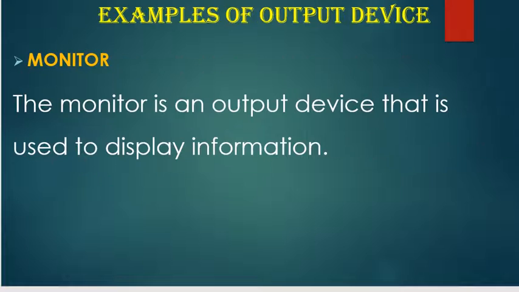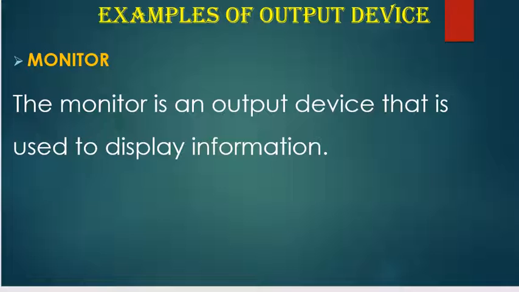Now, we will look at some of the examples of these devices that brings out information from the computer. So the first one, we have what we call the monitor. And I hope you are familiar with the monitor. The monitor is a component of the computer itself. Okay, it's one of the basic components we have as part of the computer. So the main function of this device is to display information. So the monitor is an output device that is used to display information.